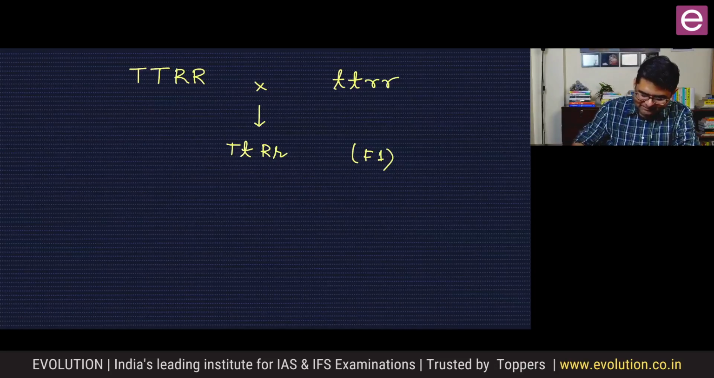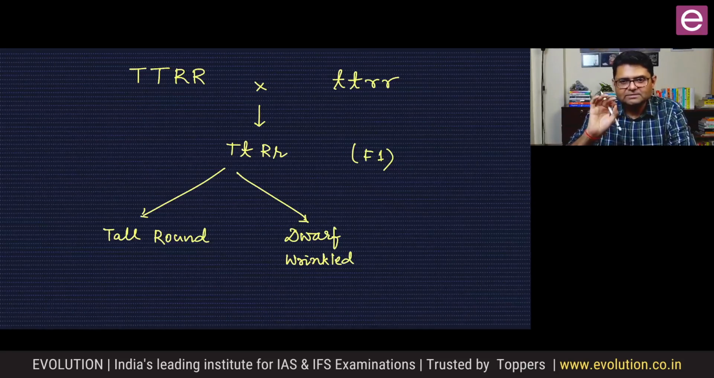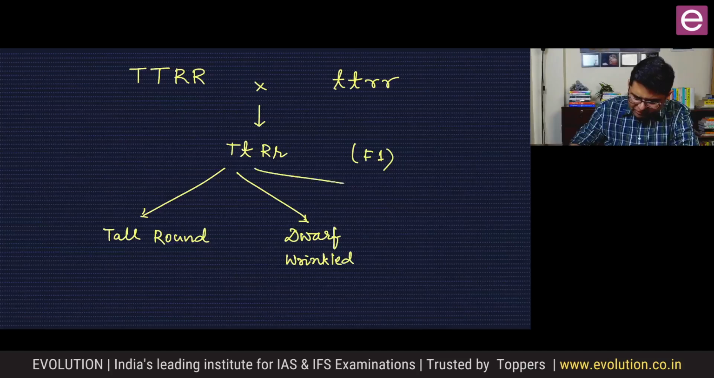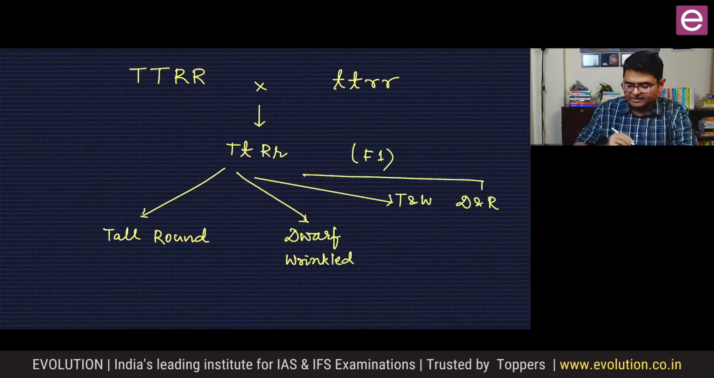Then what will happen? You will find tall round and dwarf wrinkled in great numbers. There will be some recombinants, agreed. There will be some recombinants, meaning tall and wrinkled will be there, and dwarf and round will be there.